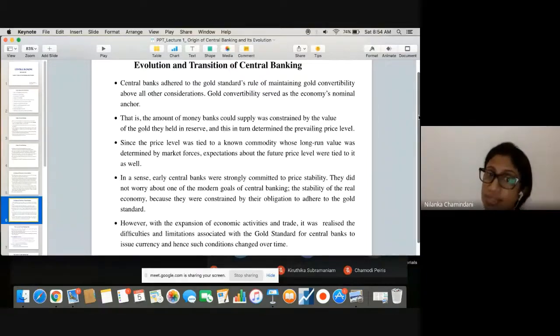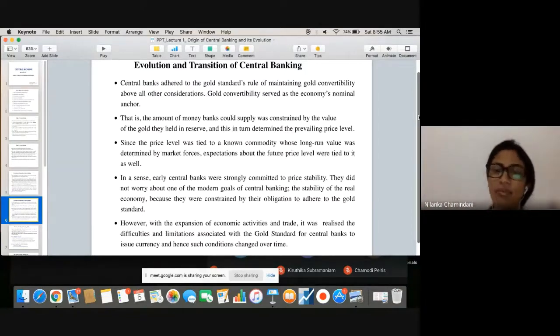So in early stages, they were more concentrated on price stability, but not concerned about other modern goals of the central bank, such as the stability of the real economy. What it means today is that when we take the Central Bank of Sri Lanka, our first, or key, objective is economic and price stability. Not only price stability, but we are focused on economic stability as well, right?